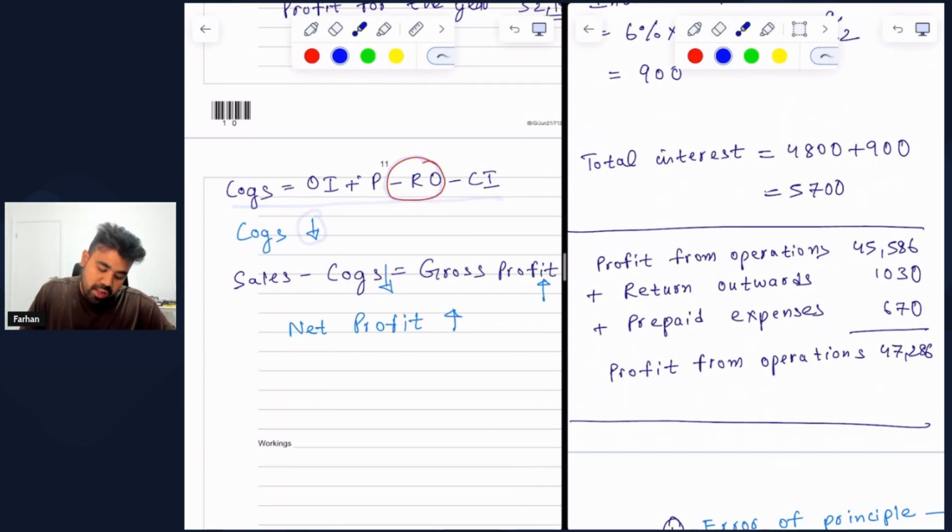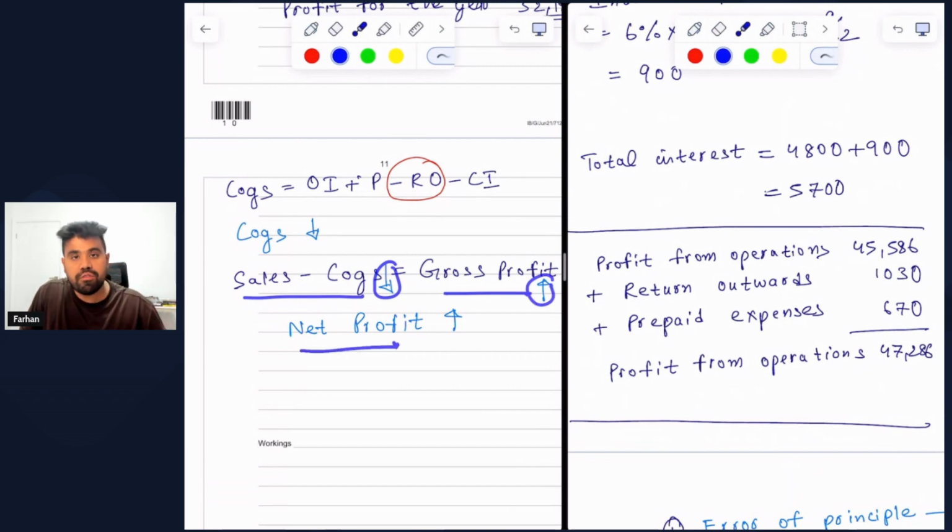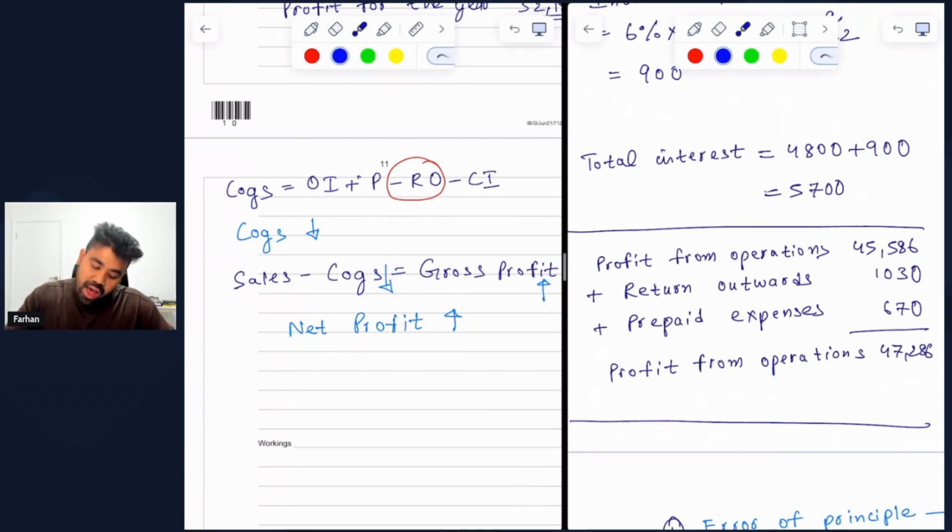We know that sales minus cost of goods sold equal to gross profit. And if cost of goods sold goes down, then gross profit should go up. And if gross profit goes up, then the net profit or the final profit for the year should also go up. All right. And that is the main reason behind why we are adding return outwards to the draft profit that we are given. So that's why we are adding £1,030 to the profit from operations.